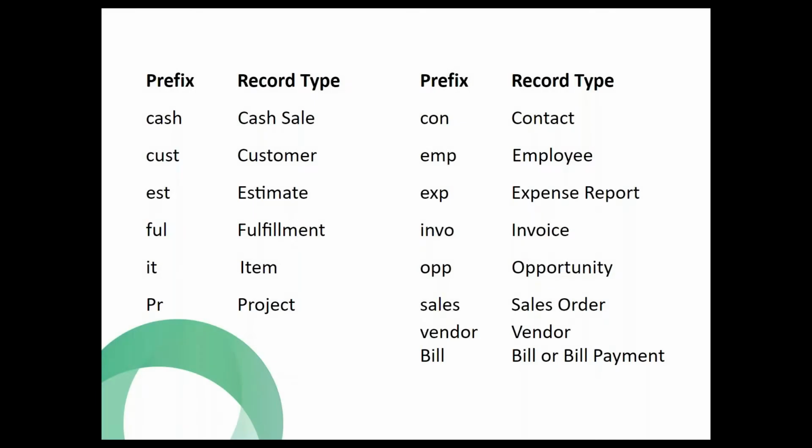So the prefixes that we see listed here are an example of what you can use to do your search. So if you're looking for a cash sale, an estimate, an item, an invoice, then for an invoice, you could type INV, and then a colon. These are some of the prefixes that you can use. If you're looking for a specific bill or bill payment from a vendor, you type in the word bill in the global search, and then you'll be able to access that.